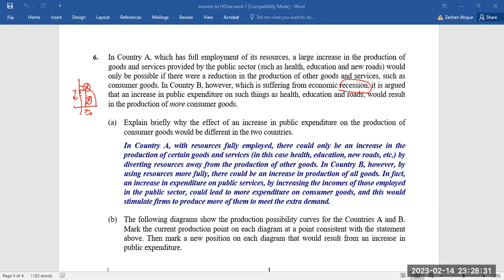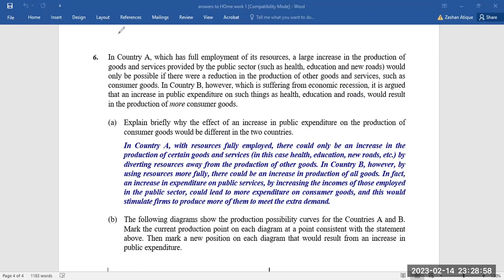Say, for example, if the government wants to increase the availability of public facilities, it can do both things together. It can increase the production of goods as well as the production of the services that it wants to give to the people. In fact, an increase in expenditure on public services, by increasing the income of those employed in the public sector, could lead to more expenditure on consumer goods. And this would stimulate firms to produce more of them to meet the extra demand.